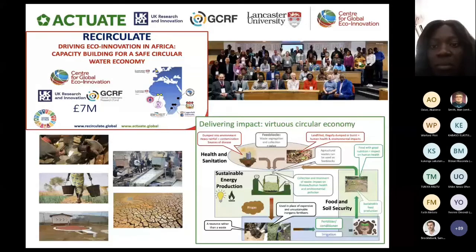So from this concept and working with partners, we were able to gain funding from the Global Challenges Research Fund to support partnership through the Recirculate project. Recirculate's an acronym for Driving Eco-Innovation in Africa, Capacity Building for a Safe Circular Water Economy. And what it did was to bring together a number of partners in West Africa, East Africa and Southern Africa to address this significant challenge.